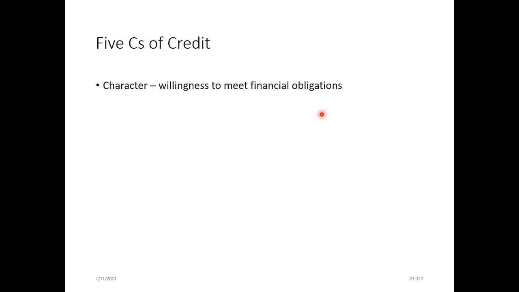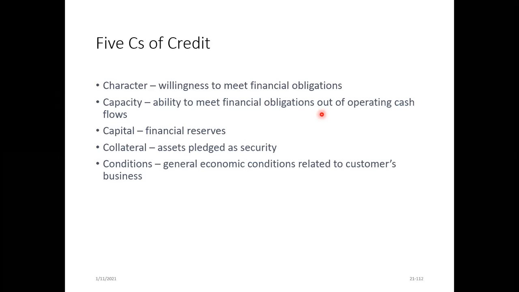So what are the 5 C's of credit? 5 C's, like the 4 P's of marketing. We have 5 C's in credit. Number one, character of the customer, willingness to meet financial obligations. Capacity, does your customer have financial strength, the ability to meet financial obligations out of operating cash flows. Capital, capital reserves. Collateral, assets pledged as security. And conditions, general economic conditions related to the customer's business. These are the 5 C's of credit.